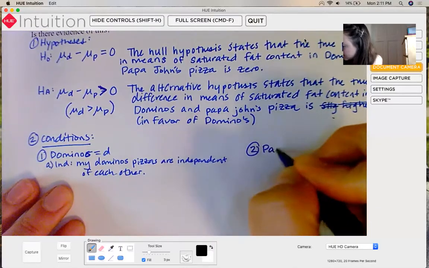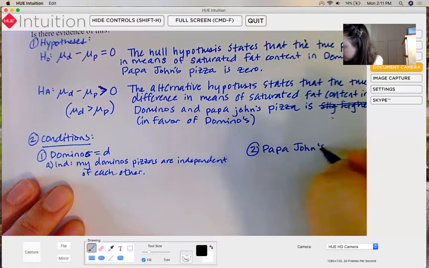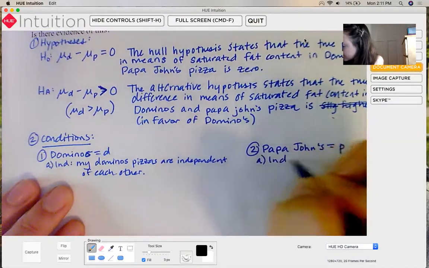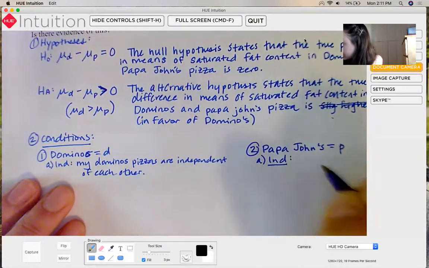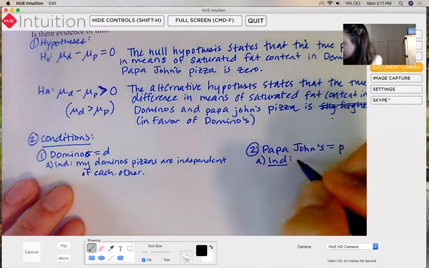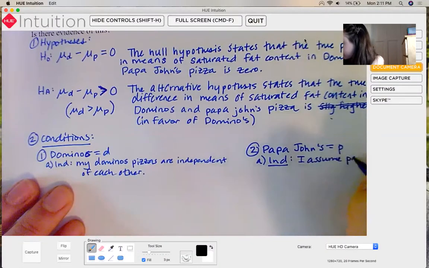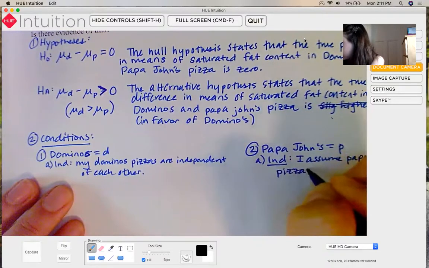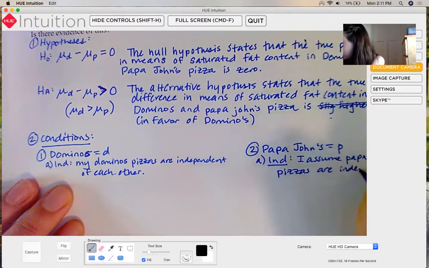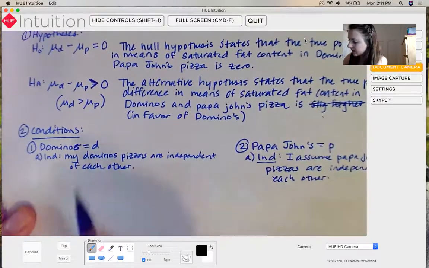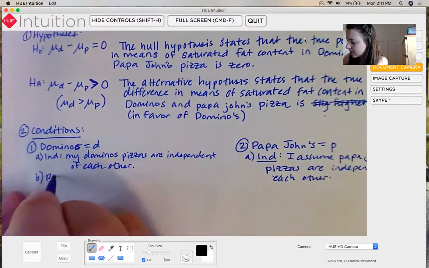So this is the Papa John's. And this is gonna be represented by P. So independence here, okay, is gonna be the same thing, but I'm gonna say, I assume Papa John's pizzas are independent of each other. Cool. Okay, let's go ahead and go on to randomization.